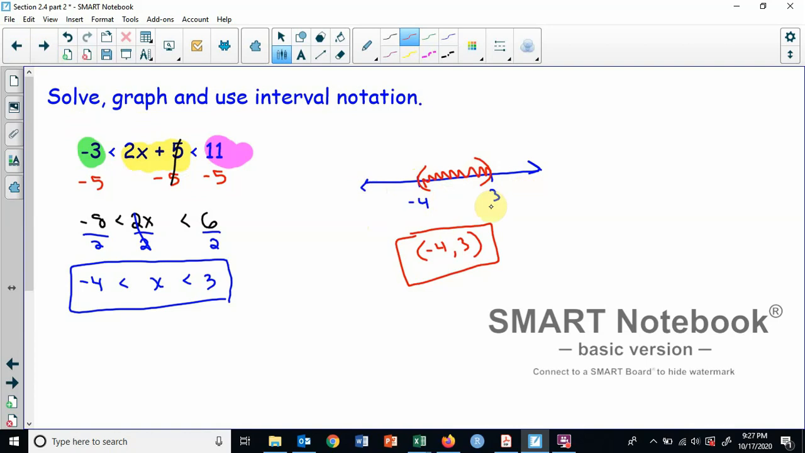The next thing we want to consider are some word problems. Okay? So word problems have a lot of uses for inequalities because usually in life, we're not aiming for something to be equal.